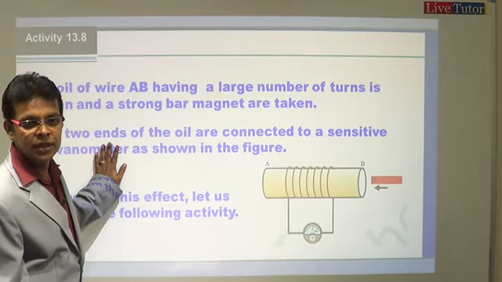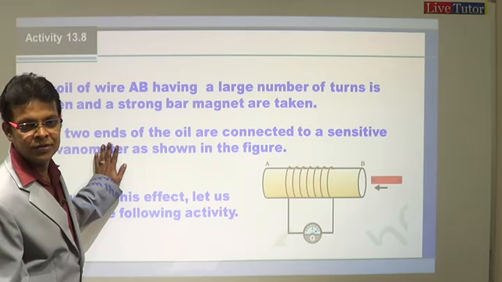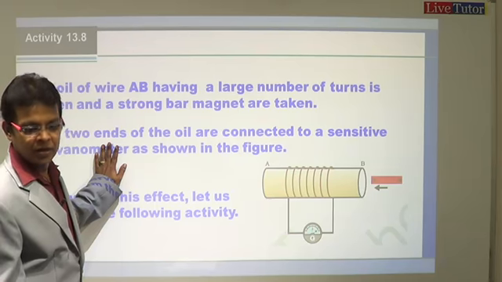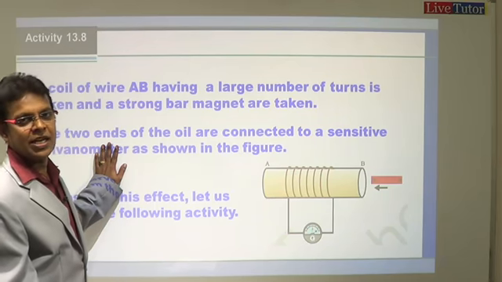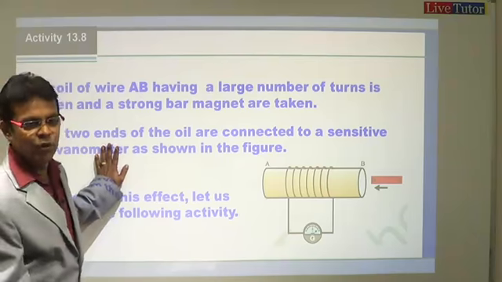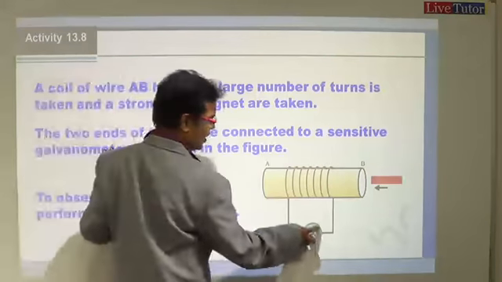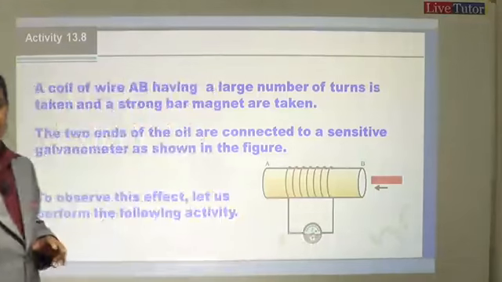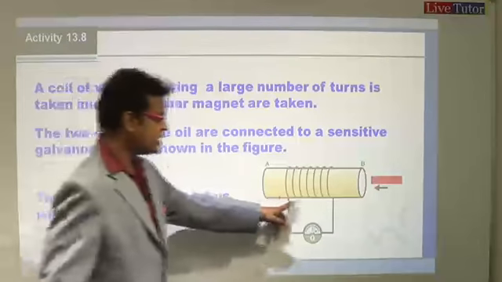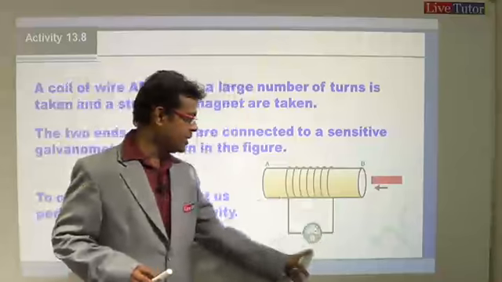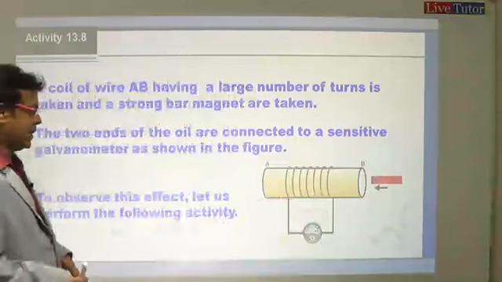Pardon? Exactly, very good, very good. To detect the flow of current. Exactly, what you have told is right. This is used for detecting the flow of current in a circuit. So the two ends of the coil are connected to a sensitive galvanometer.